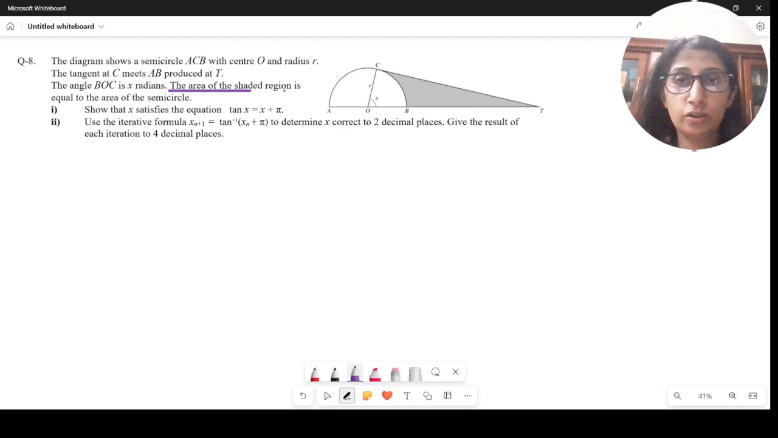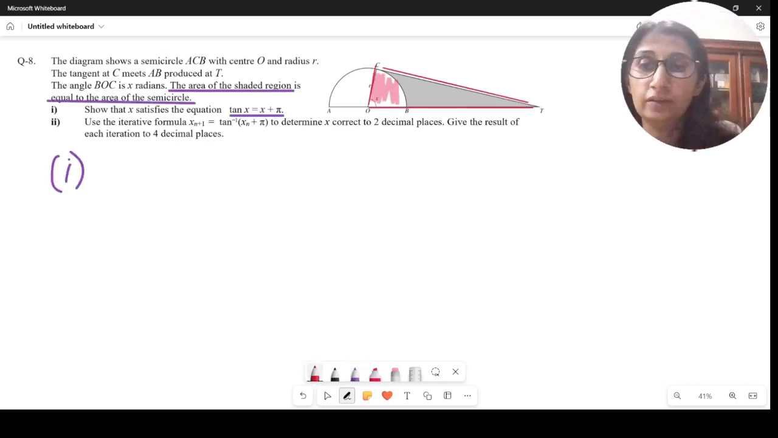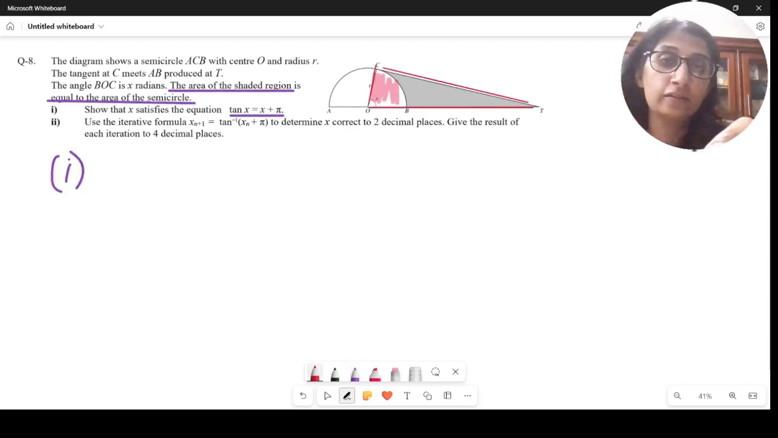Okay, so shaded region का area हम कैसे निकाल लेंगे? We can find the area of the triangle or state the area of the triangle, and from that triangle we can subtract the sector. So triangle area minus sector area. Area of triangle would be, since this is a right angle, if you remember from O levels, that tangent and radius are perpendicular. So area of this triangle is going to be half times base, which is R, times height, which is CT, minus area of the sector. Again, if you remember from AS, area of sector in radians is half R square theta. So half times R square X, that is going to be the area of the shaded region, is equals to area of the semicircle. Area of the semicircle is half times pi R square.